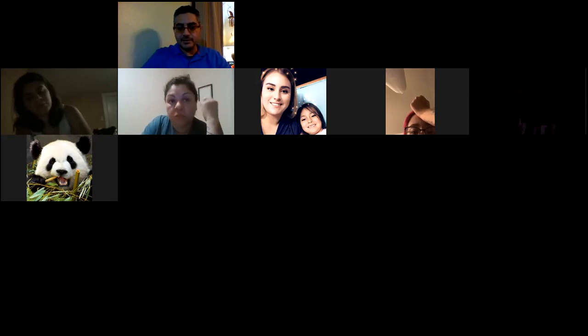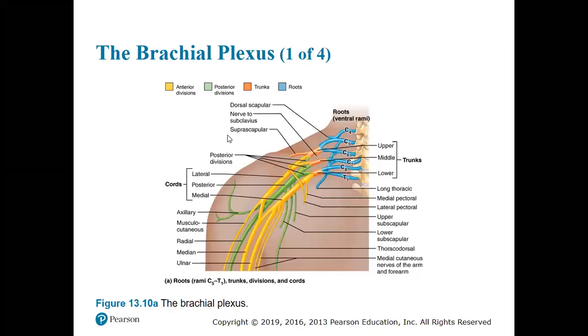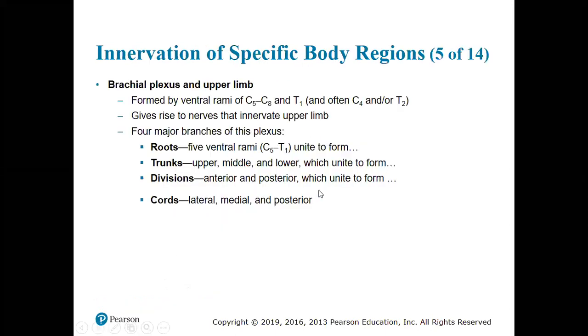All right, so we'll get back to it. Again, just don't get tripped up here because this is the way it goes. It says four main branches, right? Well, it's going to be roots, trunks, divisions, that's one, and your cords. That's your four. Please make sure you don't get tripped up on that, because the divisions break up into two.